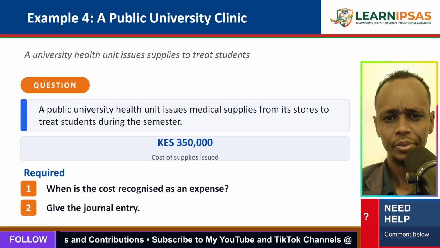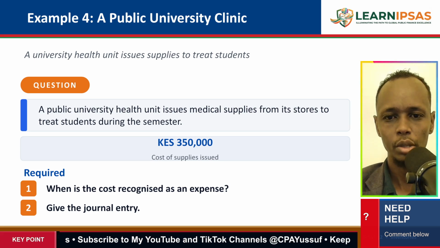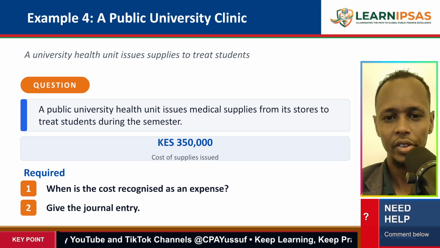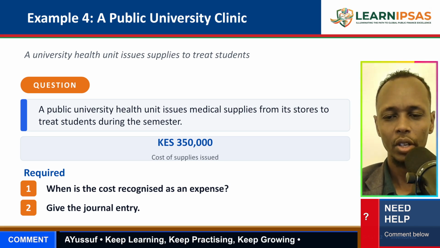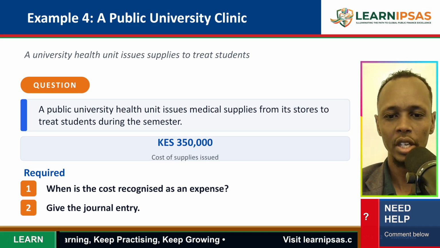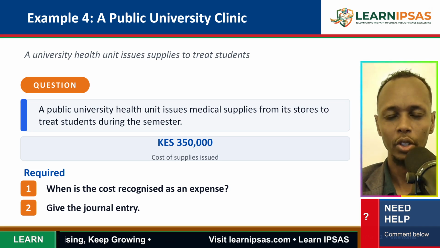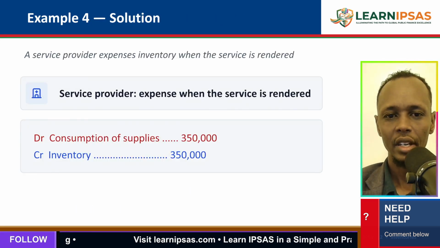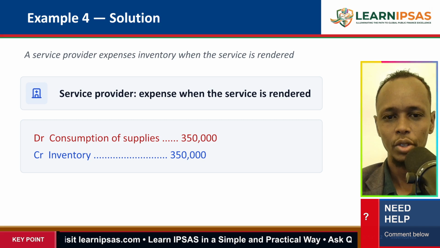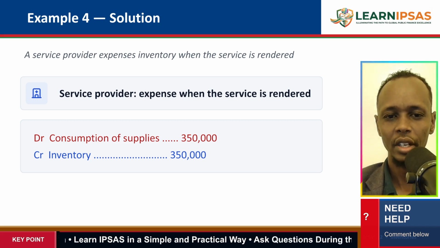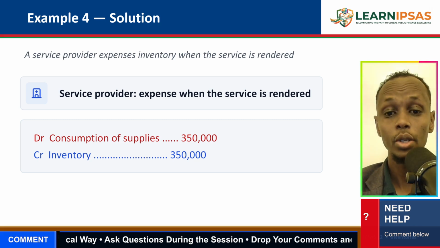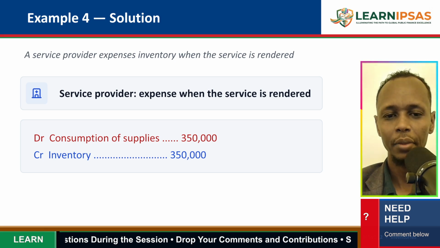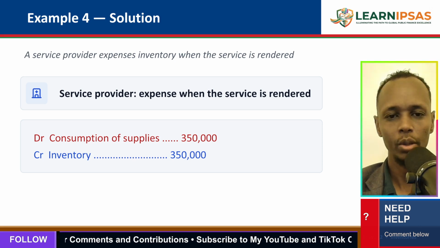So example 4, a public university health unit issues medical supplies from stores to treat students during the semester. So the cost of supplies issued is 350,000. When is the cost recognized as an expense? At what point do we recognize the cost as expense? And then you are told to give a journal entry. So a service provider expenses the inventory. So what are we debiting? What are we crediting? We are crediting inventory of supplies 350, and debiting consumption of supplies. An asset is increased by debiting, and when you credit an asset, then you are reducing that asset. So those are the journal entries.